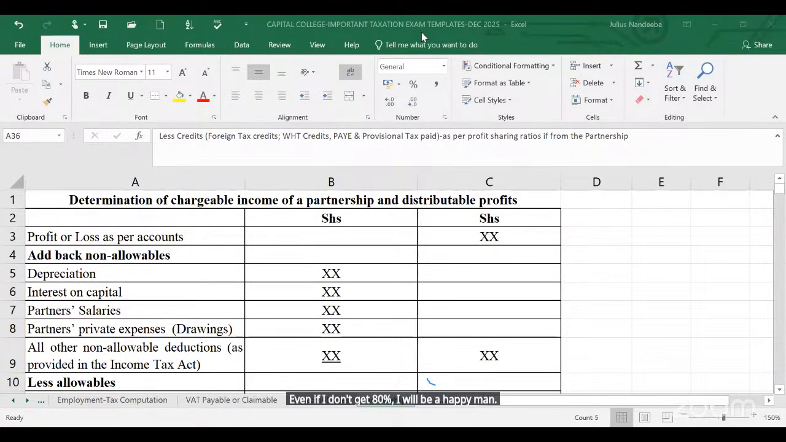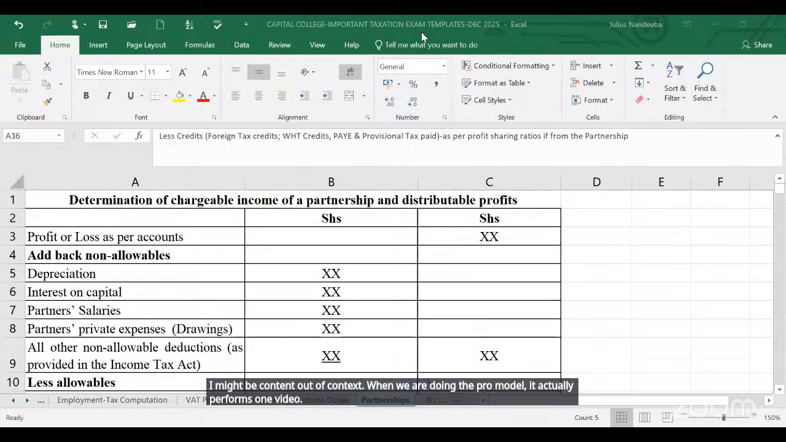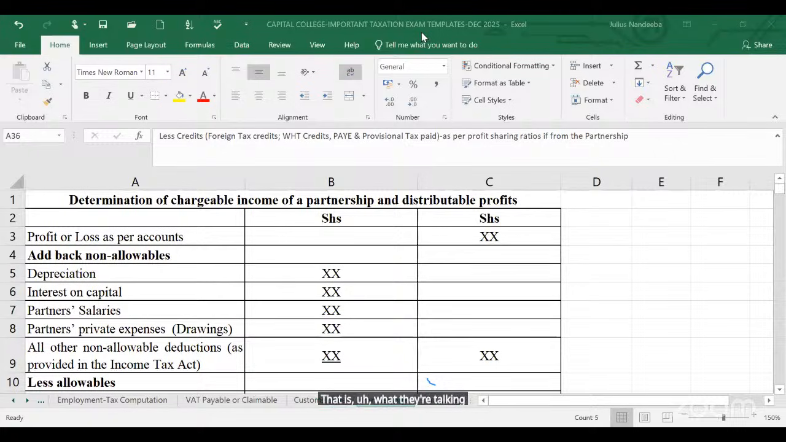But I am very sure, by the way, I promise that if all of you get 50% minimum, I sponsor you for the beach. Of course, I'm talking about Capital College students. I might be overwhelmed by everyone. Even the 1 million is applicable to Capital College students. I might be quoted out of context, saying, when we are doing the pro bono, you actually promised 1 million. Our students are given 1 million if they hit 80%. That is what they're talking about. And that one is a promise that I can't break.